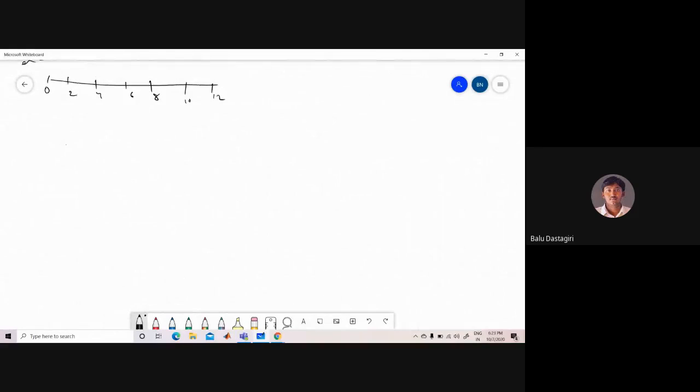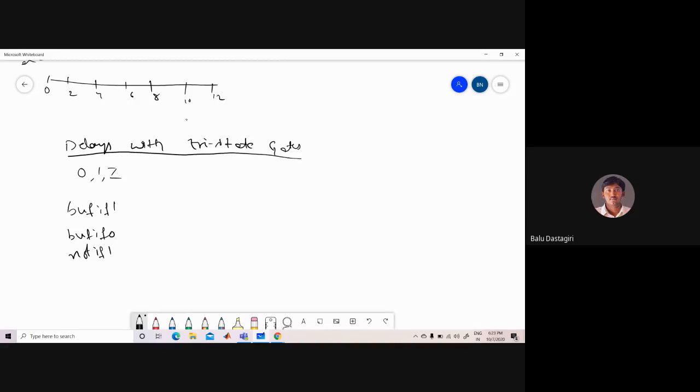So the next one is delays with tri-state gates. A tri-state gate gives the output as 0, 1, and it also gives the output as the high impedance state. So the output will be a tri-state here. Normally there are 4 types of tri-state gates. The first one is buff if 1, buff if 0, not if 1, not if 0. So these are the 4 tri-state gates.